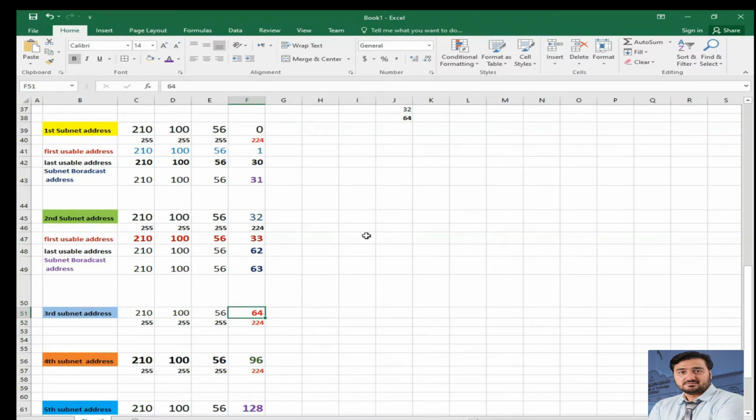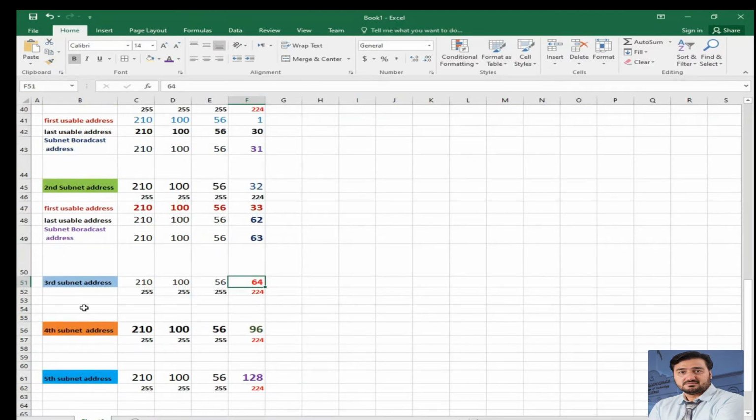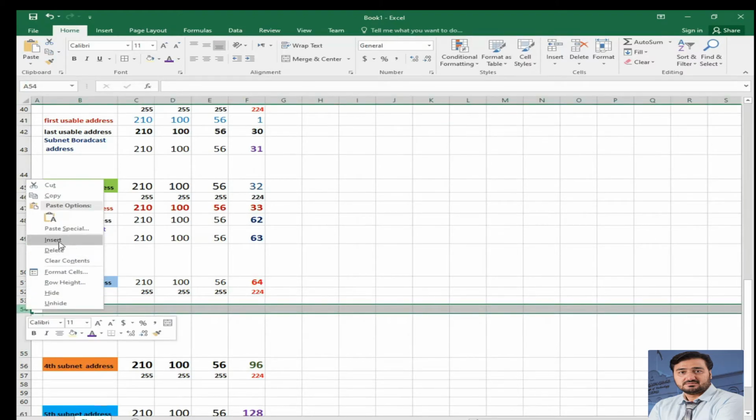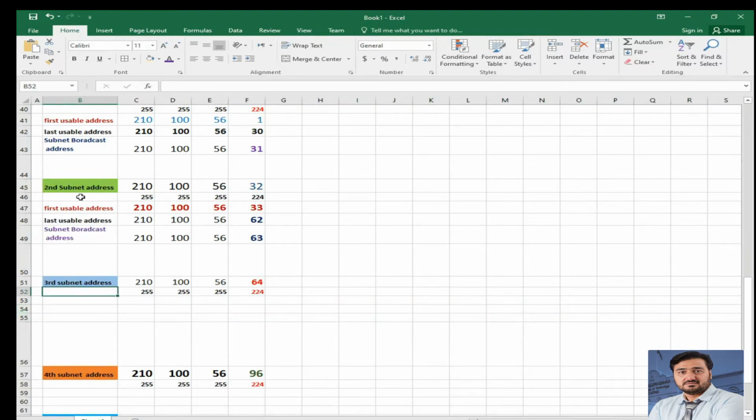Okay, now from the third subnet. Please, I need your cooperation. First, second, and broadcast. So what is the first usable address of the third subnet? Who will tell me? What is the first usable address?